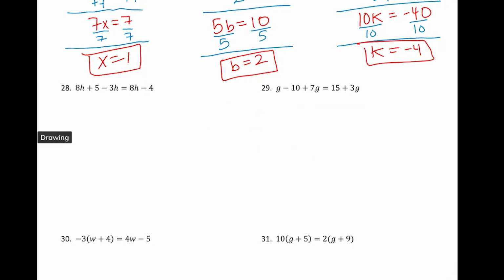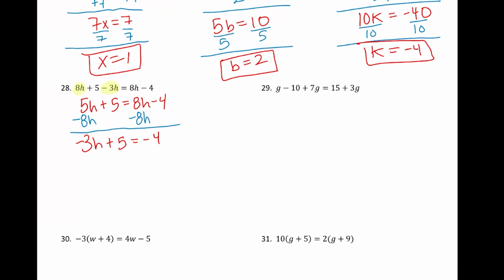So 28, we're going to start with, there's no distributive property. We're going to go to combining like terms. There are two like terms we can put together, this 8h minus 3h, which is 5h. So now I have 5h plus 5 equals 8h minus 4. Then I want to get all those h's over to the left-hand side, so I'm going to subtract 8h to get rid of it on the right-hand side. 5 minus 8 is negative 3, so I get negative 3h plus 5 equals negative 4.